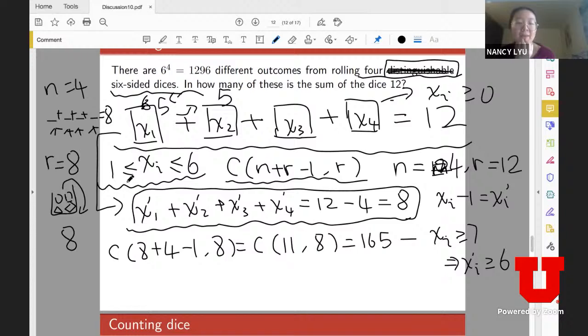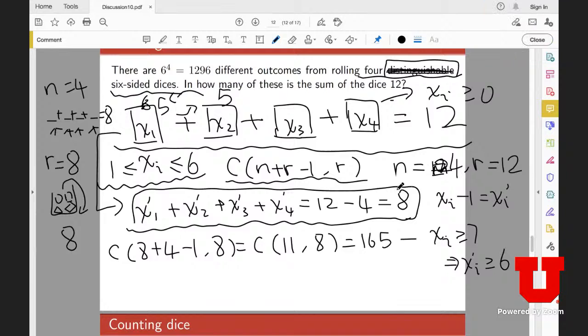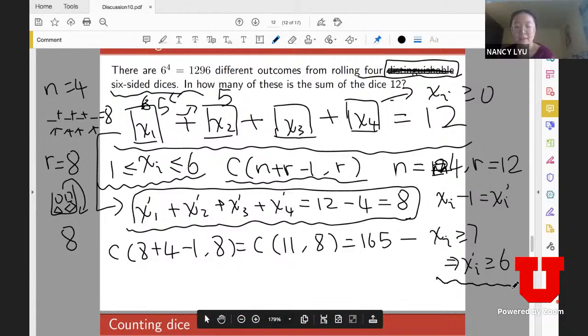Okay, cool. Now we have the limit for xi to be between 1 and 6. So we want to show they have to be greater or equal to 1. So we just subtract 4, add it in, and that gives us 8. And right here, we found out that our xi prime has to be greater or equal to 6. In fact, if you look at this equation, your 4 xi primes add up together to equal 8. That basically means you can only have one x prime that is greater or equal to 6.